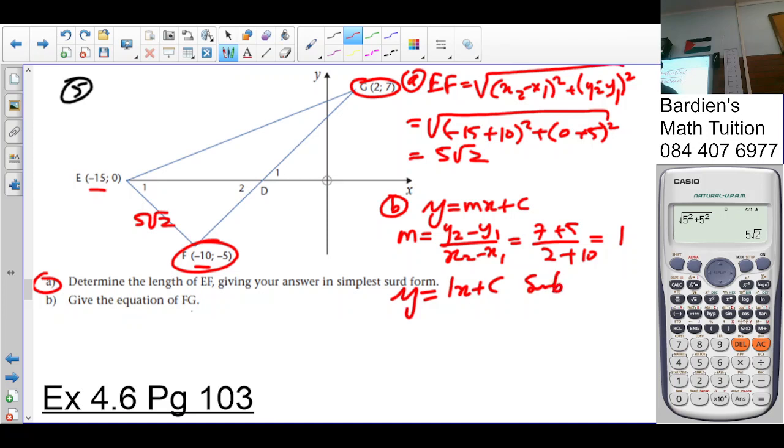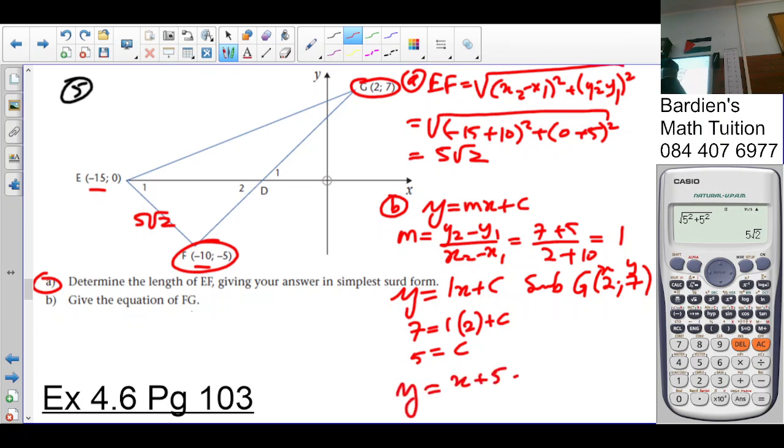We substitute the point that's lying on that graph. It can either be F or G. I'm going with G, which is (2, 7). That's an x and a 1. So 7 is equal to 1 times 2 plus c. So c works out to be 5. So y is equal to x plus 5. Okay, any confusion there?